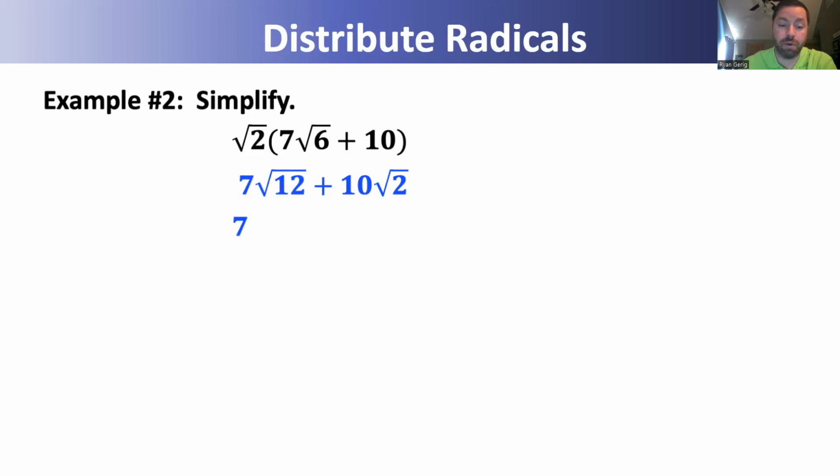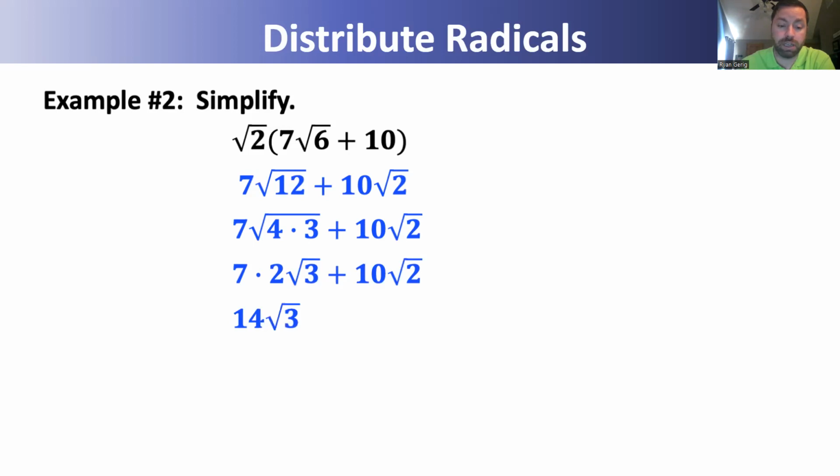12 can be broken down though. That's 4 times 3. 10 radical 2 just stays 10 radical 2. The square root of 4 becomes 2, and then the square root of 3 stays the square root of 3. 7 times 2 is 14 radical 3 plus 10 radical 2. Don't be tempted to put these together. They cannot go together at this point. Radical 3 cannot combine with radical 2. They're not like terms. So that is my final answer.